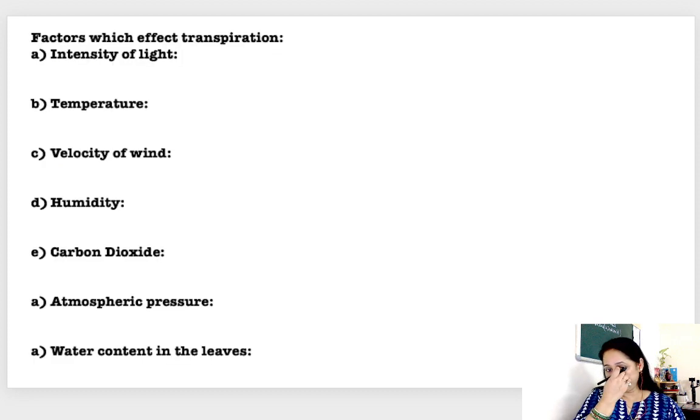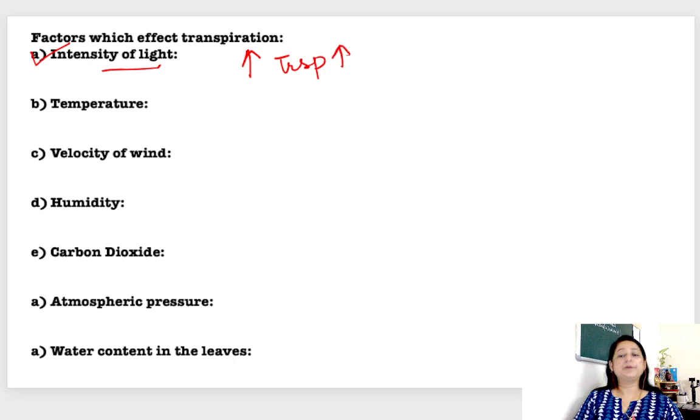Next, we have the factors which affect transpiration. These are the various factors which affect transpiration in one way or the other. Now how will they affect it? Either the transpiration will be high or the transpiration will be low. First of all, let's explain them one by one. Intensity of light, meaning how much light there is outside. If the intensity of light outside is more, transpiration is more, because with more light there is more evaporation.